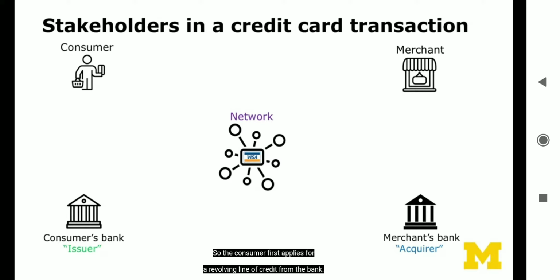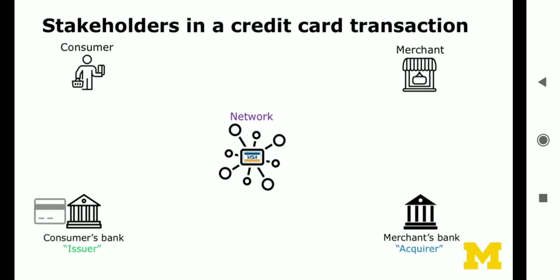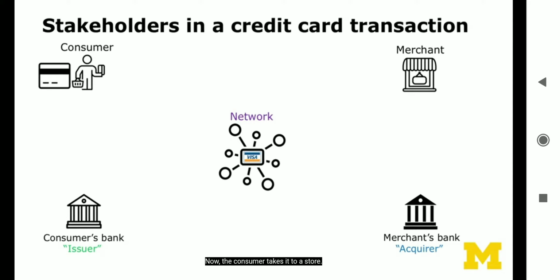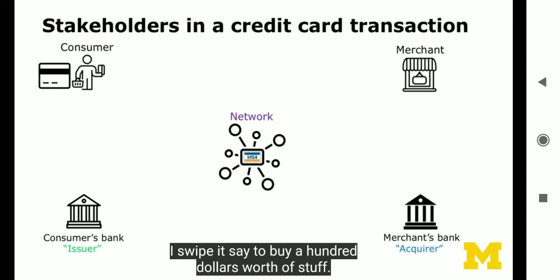So, the consumer first applies for a revolving line of credit from the bank. And once approved, the bank will issue them a credit card that has their credit account information, that is, the card number and the expiration date, printed on the card and embedded in the chip and the magnetic stripe. Now, the consumer takes it to a store and swipes it, say, to buy $100 worth of stuff.